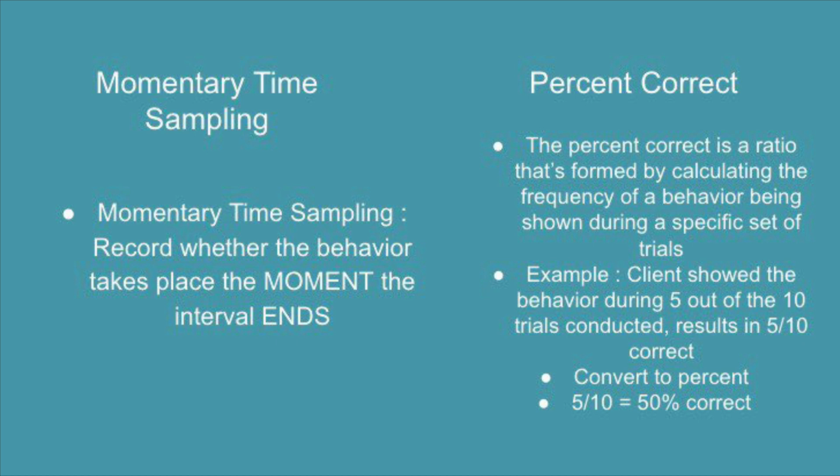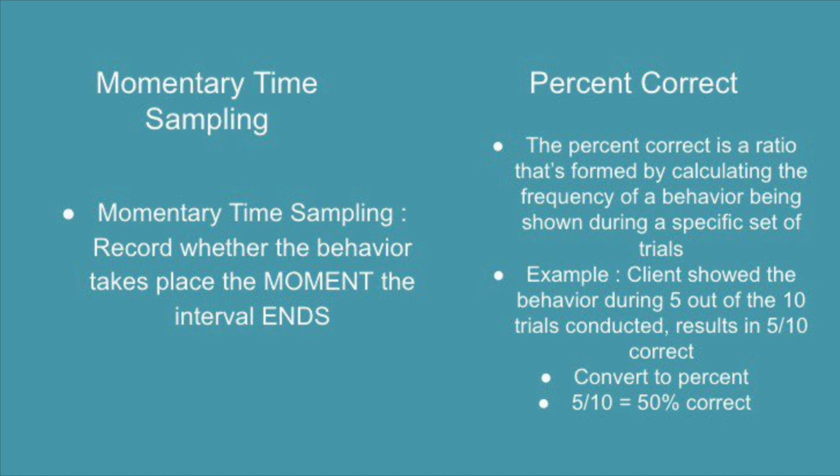Moving on to other forms of discontinuous measurement, we have momentary time sampling and percent correct. During the momentary time sampling procedure, you would record whether the behavior takes place the moment the interval ends, whereas for percent correct, you would have to calculate the frequency of behavior being shown during a specific set of trials in order to form a ratio and convert it into a percentage.